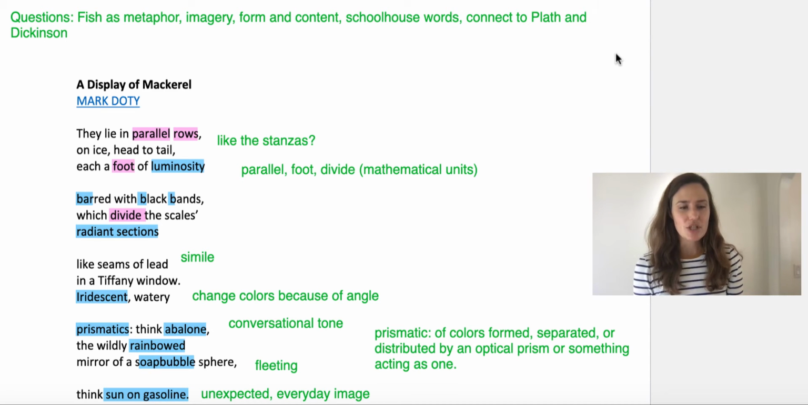Barred with black bands which divide the scales, radiant sections, like seams of lead in a Tiffany window, iridescent, watery. Now again, there's no periods here, right? We have to go down to the next stanza, but I'm just pausing here so I can talk about the particular stanzas. I noticed some alliteration with barred and black bands. If you've ever seen fish displayed at a grocery store, mackerel or a lot of other fish, it almost does look like a Tiffany window. The scales and then the black that you see behind them. It's a really beautiful and high contrast image, especially when you see the fish on top of white crushed ice.